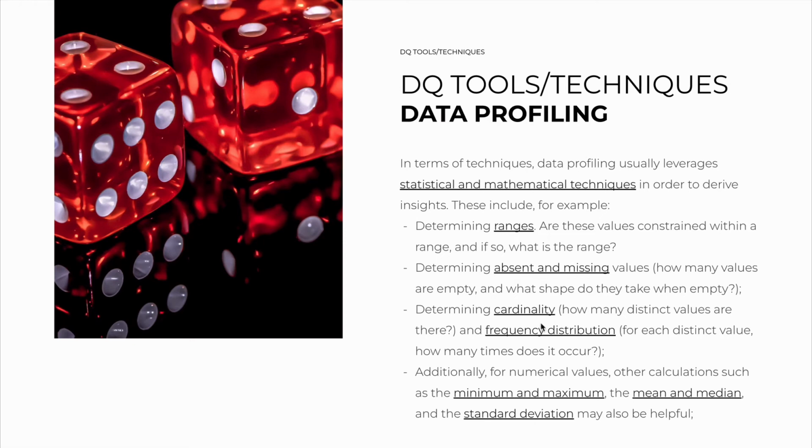And also, what is the frequency distribution? That is, for each distinct value, how many times does it occur? In our example, if the column is true or false, the cardinality is 2, but it can also tell you out of 100 values, 20 of them have the value true and 80 have the value false. And additionally, for numerical values, other calculations can be performed, such as the minimum and maximum values, the mean and the median, and the standard deviation. These may also be helpful.